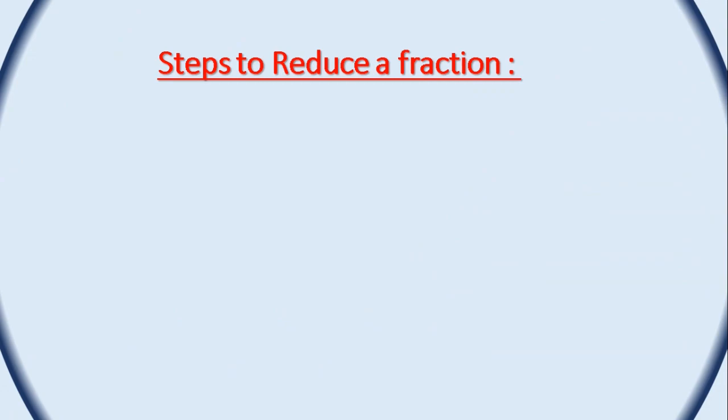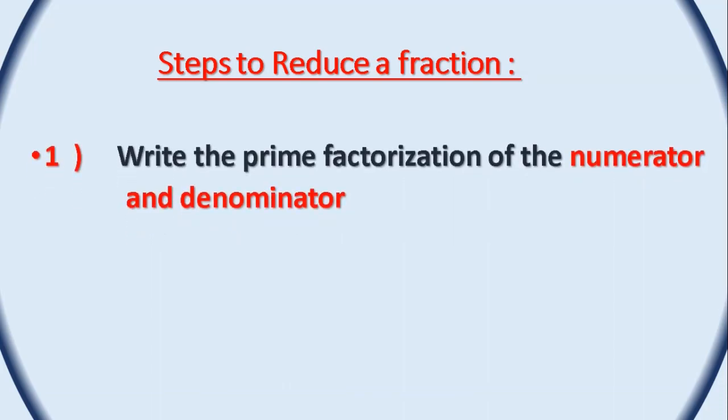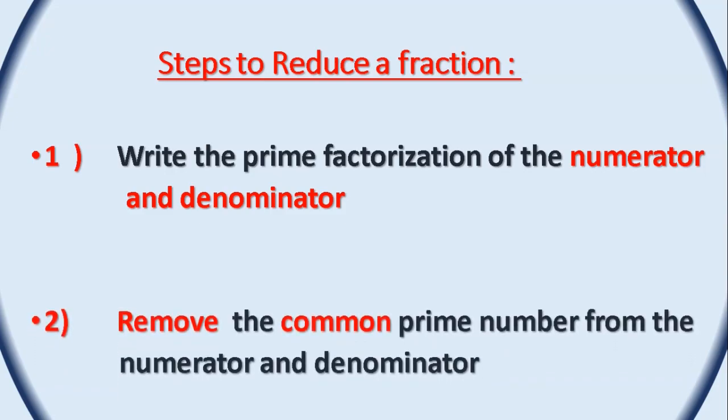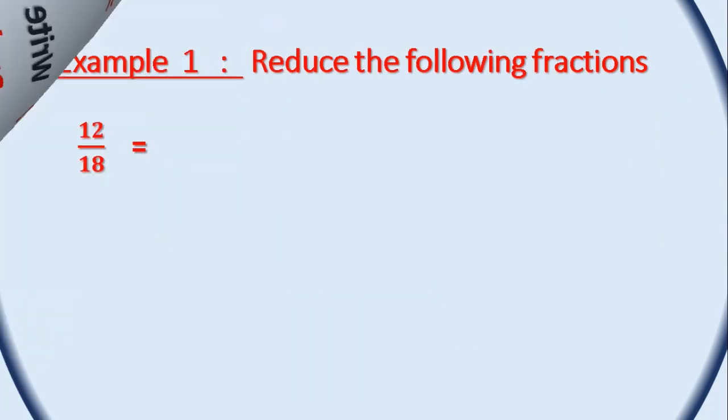Now, let's recall together the steps of reducing a fraction. In order to reduce a fraction, we need first to write the prime factorization of the numerator and denominator. Second, we need to remove the common prime numbers from the numerator and denominator. Now, example 1. Reduce the following fractions.